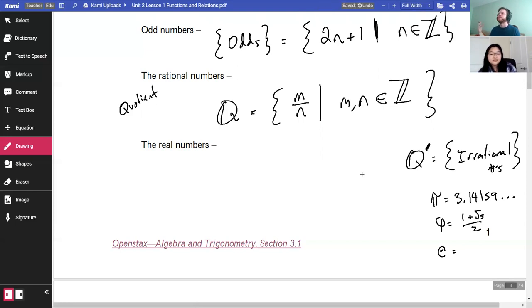What's a good name for E? Extraterrestrial. Oh. I don't know. 2 point, it's like 7 something. 718, I believe. I feel like we're getting these numbers wrong, and I'm really embarrassed. Okay. Hopefully we're right. That's what calculators are for. It's fine.